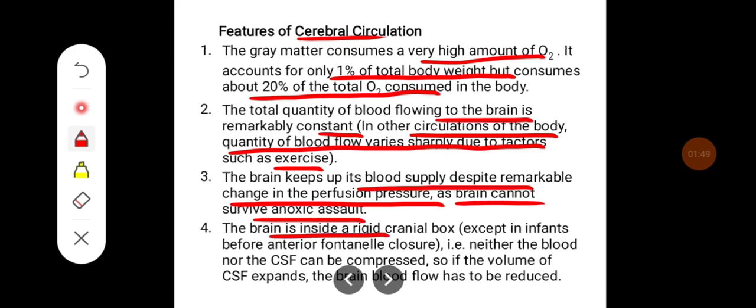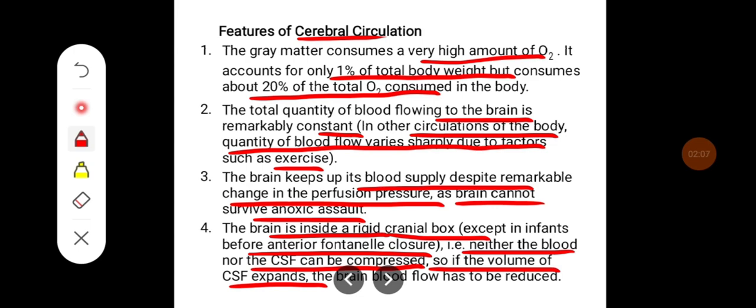The brain is inside a rigid cranial box, except in infants before the closure of the anterior fontanelle. That is, neither the blood nor CSF can be compressed. So if the volume of CSF expands, the brain blood flow has to be reduced, and this is called the Monro-Kellie doctrine.